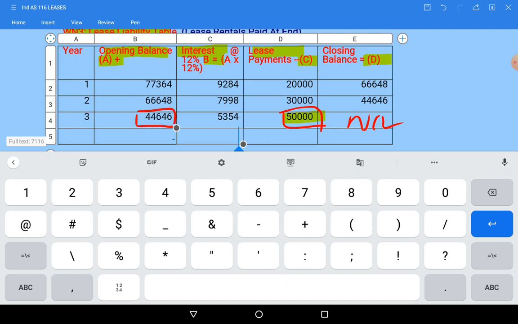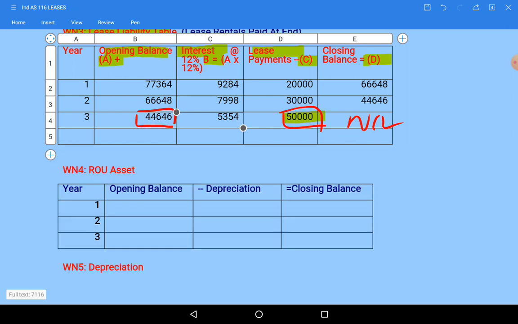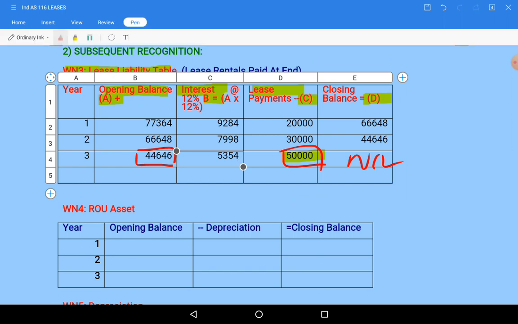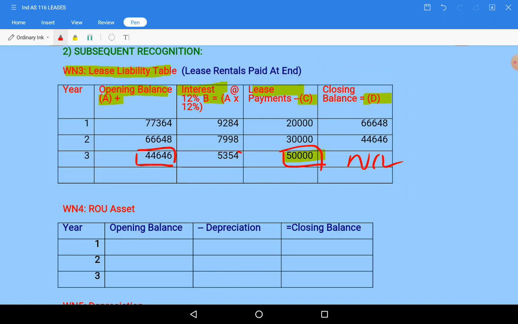5,354. This is your balancing figure in this case. Don't calculate interest in the last year. Interest should not be calculated at the end of the last year. Okay, that should be taken as a balancing figure. So first year initially it will be recorded as liability this much. Each year, first year, second year, at the end of the final year there will not be any liability.